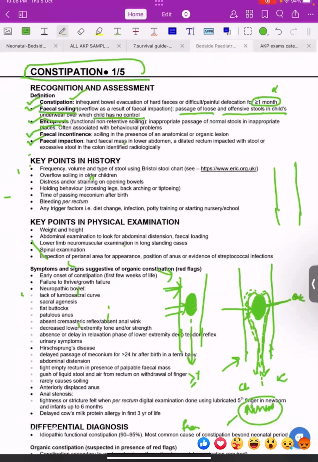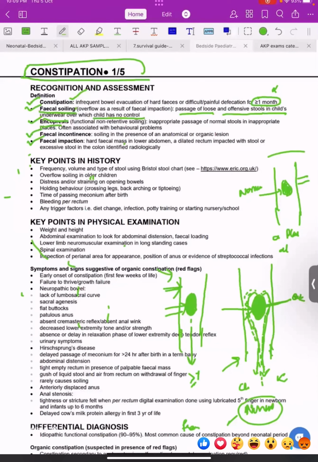Okay, what is encopresis? See here, this is the intestine. This is the fecal matter. But here in encopresis, the child is passing normal stool, but it is being passed at an abnormal place. It means the child is well aware that he or she is passing stool and that it is not the proper place to pass the stool.